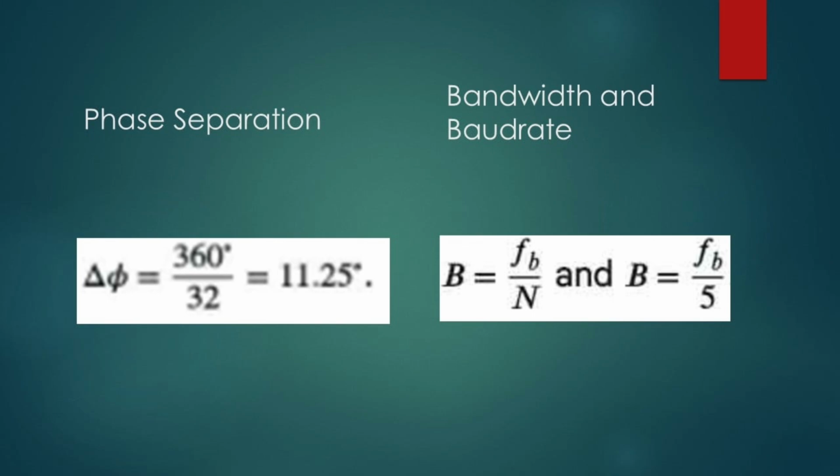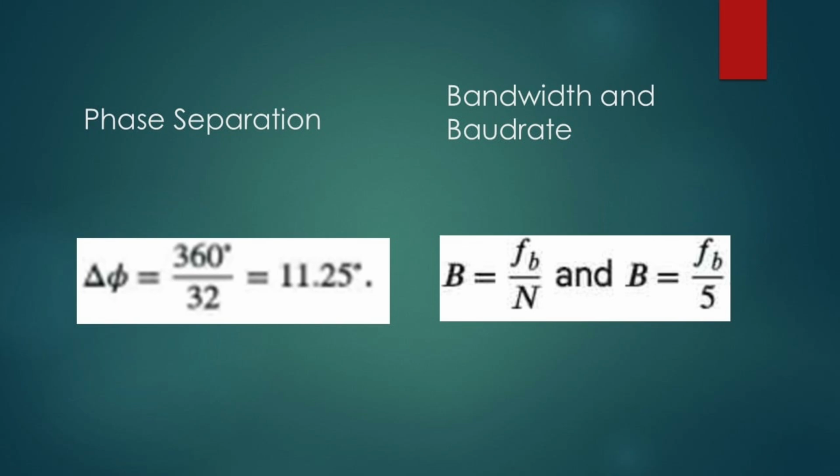To find the phase separation, we divide the full 360-degree circle by our 32 symbols. This gives us a very small separation of only 11.25 degrees between adjacent signals. Because these signals are so close together, 32 PSK is highly sensitive to noise. It requires a very high signal-to-noise ratio or SNR to prevent the receiver from confusing one phase for another.